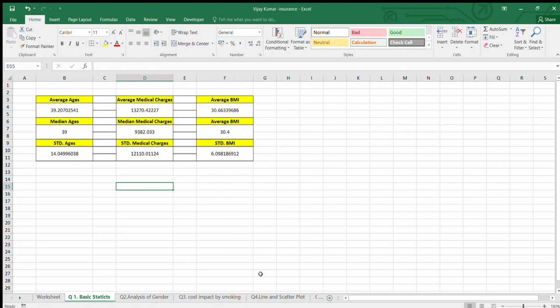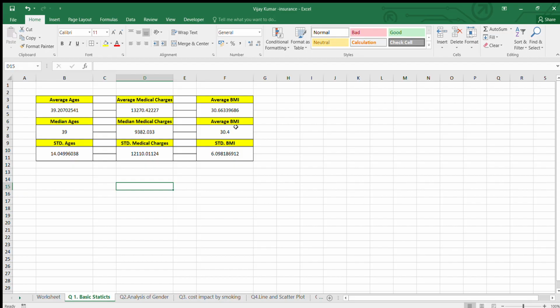In the first question, they have given basic statistics and data understanding. In this, the average, median and standard deviation of the medical charges, BMI and age across the entire data set. So here we have calculated the average of the ages, median and standard deviation for age, along with average medical charges, median and standard deviation for medical charges, and average and standard deviation of BMI.